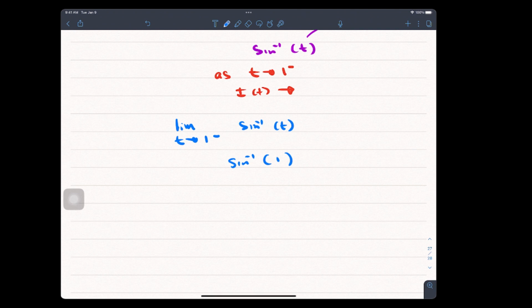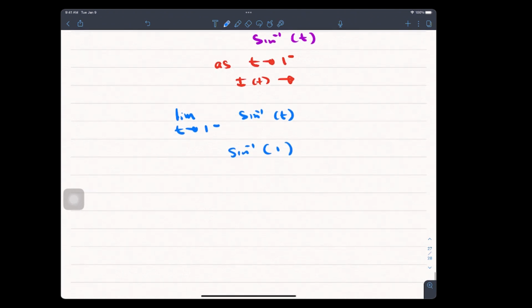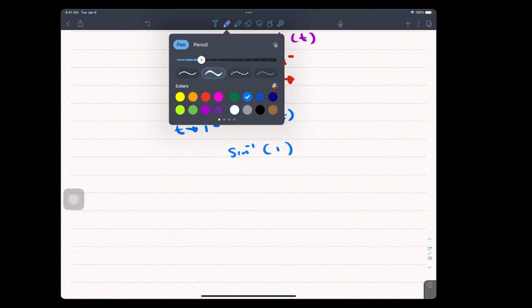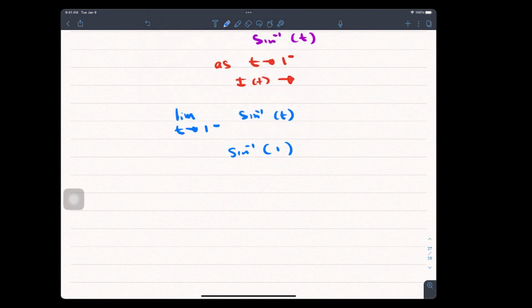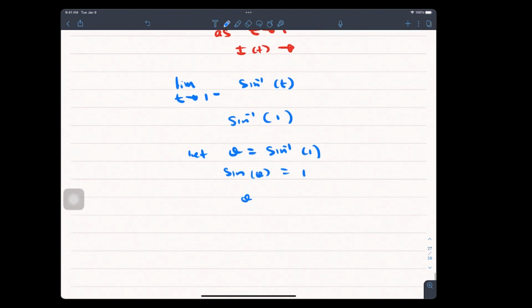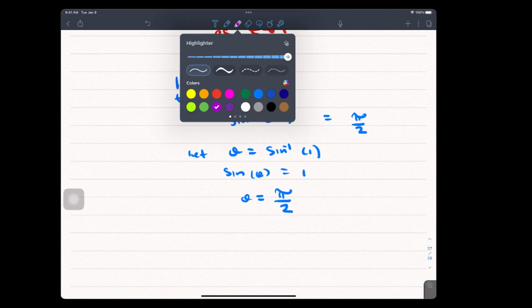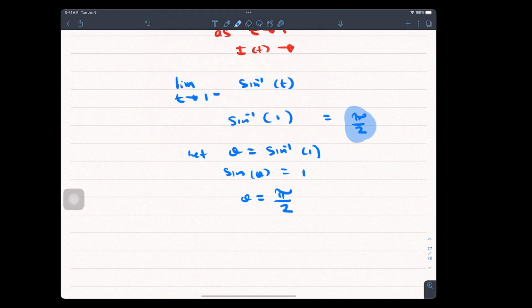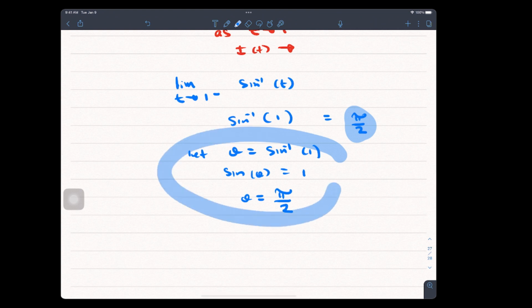What's inverse sine of 1? You remember that? This is like the trig video I showed you guys. In trig, you let theta be inverse sine of 1. That means sine theta equals 1. What does theta have to be? Pi over 2. Yep. So this limit is really going to be pi over 2.